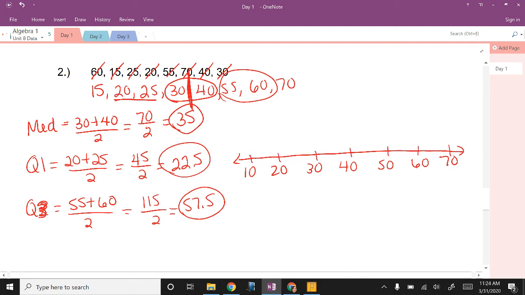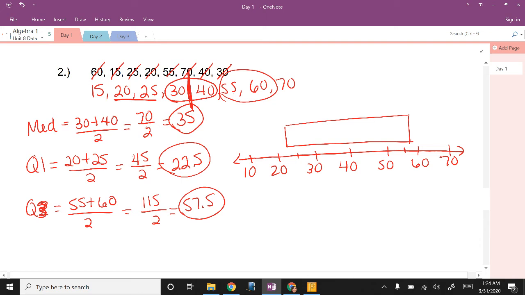So remember the Q1 and Q3 make the edges of my box. So 22 and a half is one edge of my box. Now we're going to estimate where that is. So 25 would be about right there. So 22 and a half is halfway between 20 and 25. So that edge of the box is going to go about right there. 57 and a half is halfway between 55 and 60. 55 is about right there. So I'm going to go a little bit closer to 60 than that. And I'm very crooked. So there's my box.